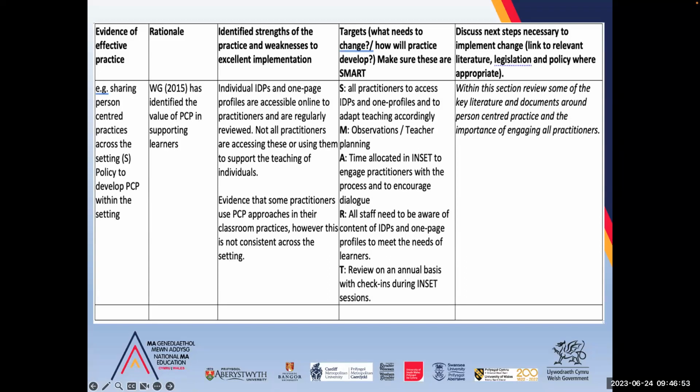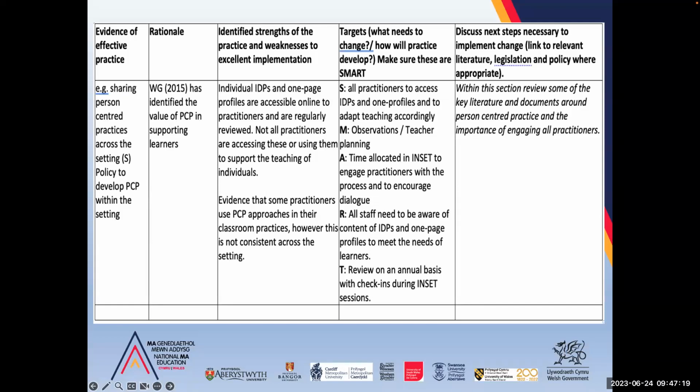So in terms of how you're going to do that, you might have a twilight session after school where you outline what the approach is, how practitioners can access. You might want to give case studies of how that might look, for example, and then enable some discussion amongst practitioners about how that could be implemented in your setting.